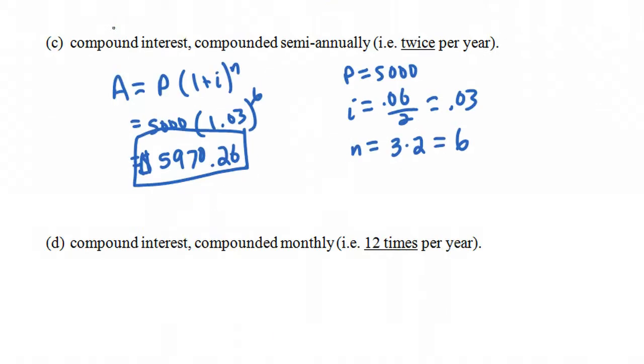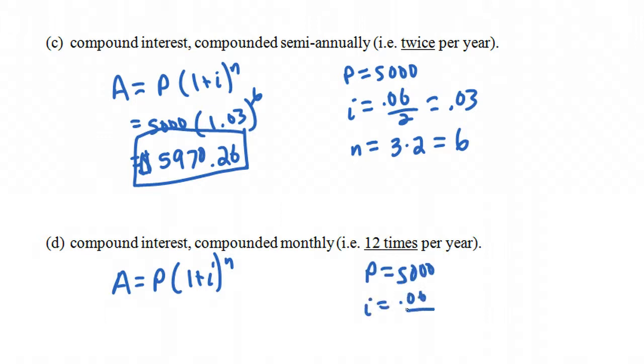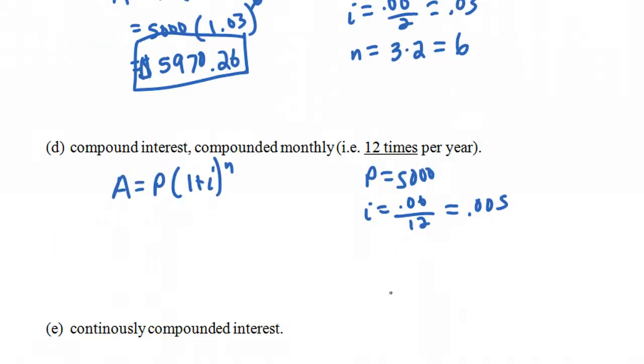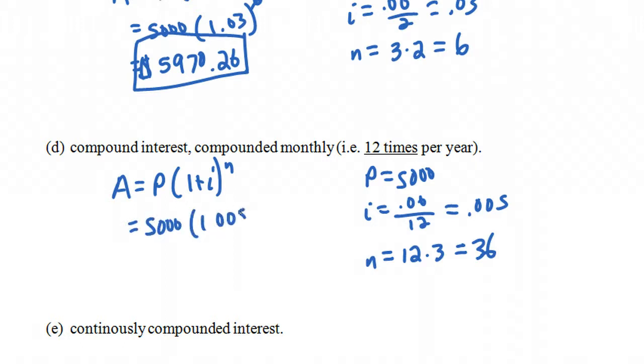Now let's suppose you compound 12 times per year, and then we'll talk about continuously compounded interest. So 12 times per year, we're going to have the same formula, A equals P times 1 plus I to the N. The P is still 5,000. The I is 0.06 divided by 12, which is 0.005, and the N is going to be 12 times 3, which is 36, right? It's compounding 12 times per year, every month for 3 years. That was the initial problem, it said 3 years. So plug this in, we get 5,000 times 1.005 to the 36th power.